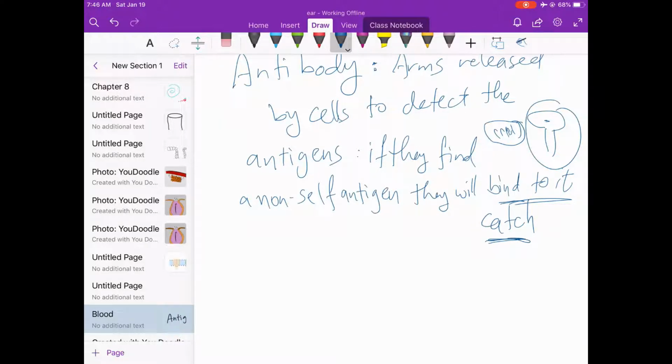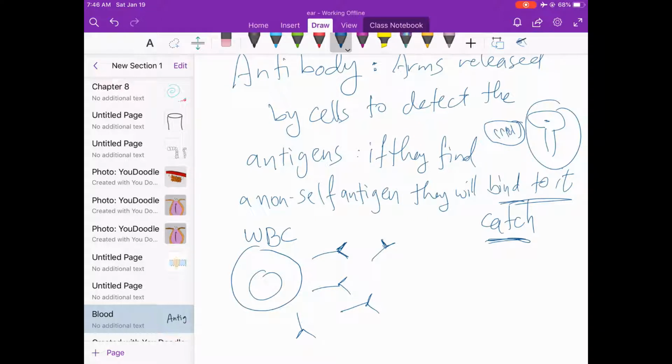Usually, these antibodies are produced by the white blood cells. White blood cells, they release these antibodies in a huge amount, and these antibodies will circulate into the blood, catching any foreign antigens. Okay, this is a very brief explanation of the antigen and the antibody.